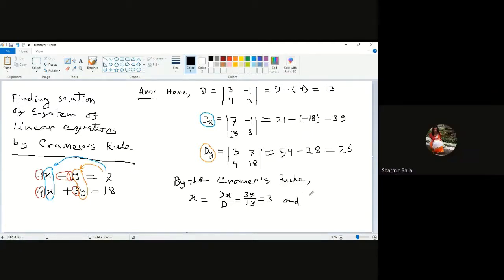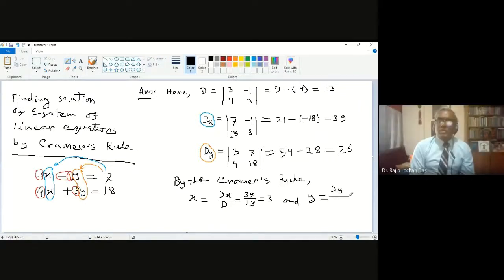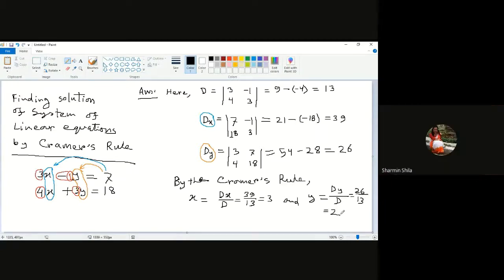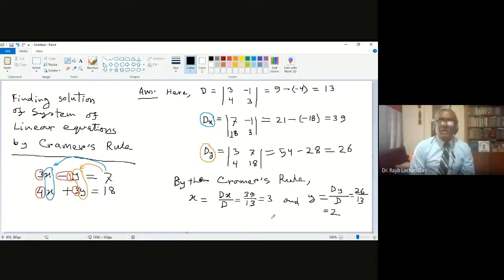And y will be dy by d. So in this case it is 26 by 13. So it is actually 2. So we have the answer: x, y equal to 3, 2. So that will be the answer. So this is how you solve the system of linear equations by using Cramer's rule.